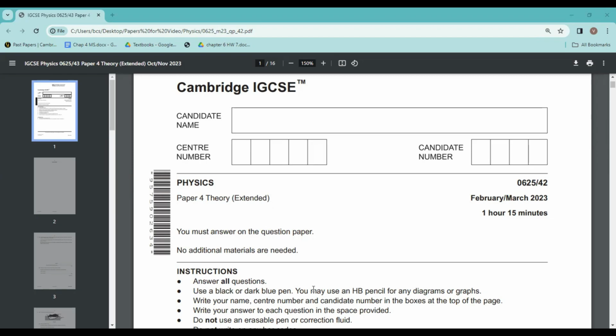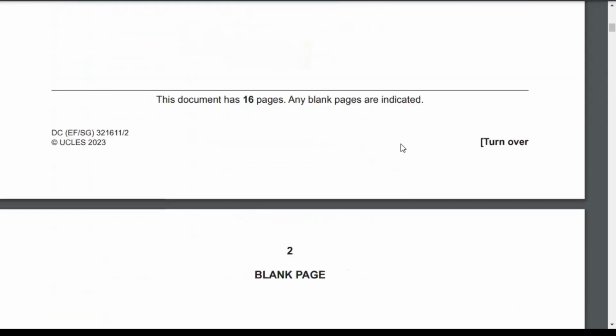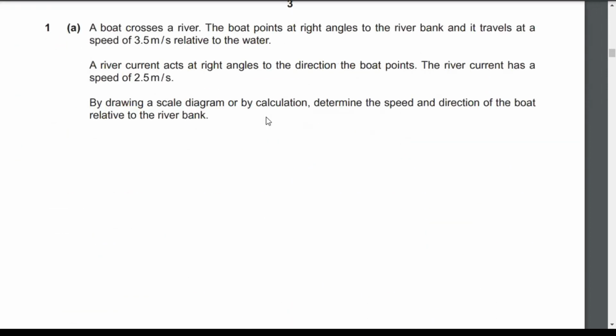Today we will be solving a physics paper, Theory Extended, from March 2023. The first question is: a boat crosses a river. The boat points at right angles to the river bank and it travels at a speed of 3.5 meters per second relative to the water.